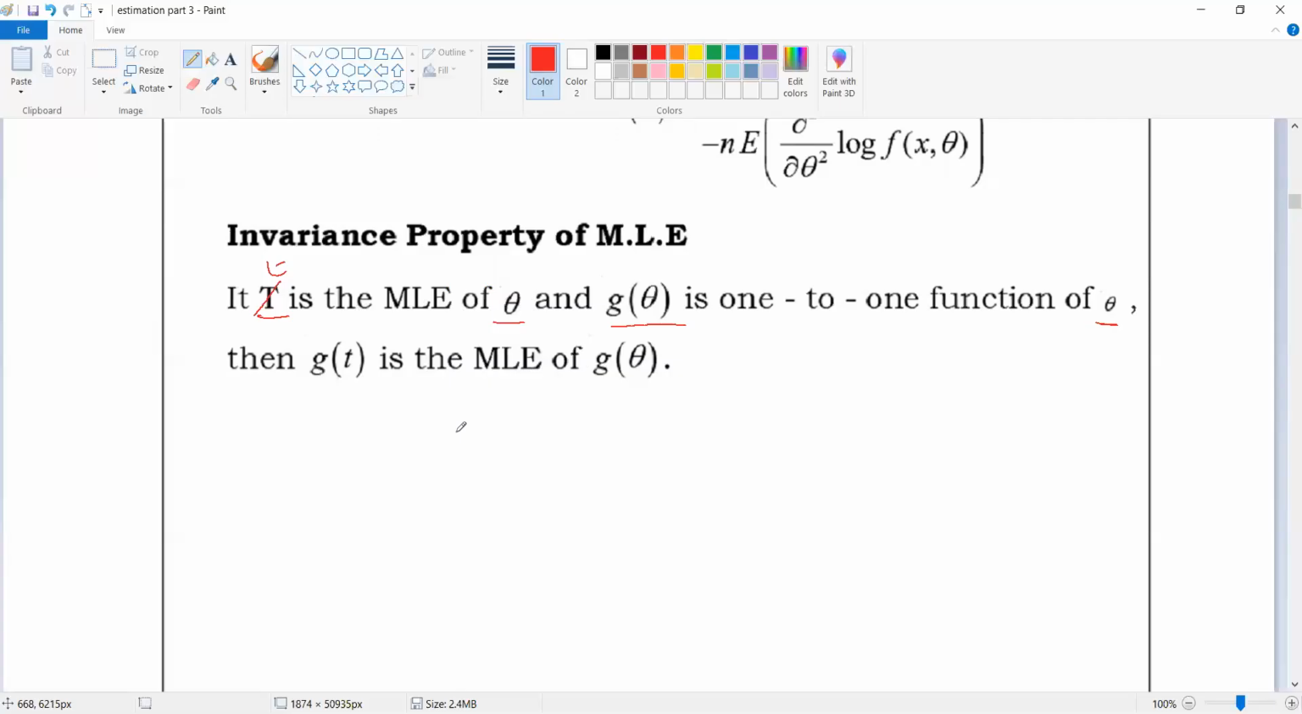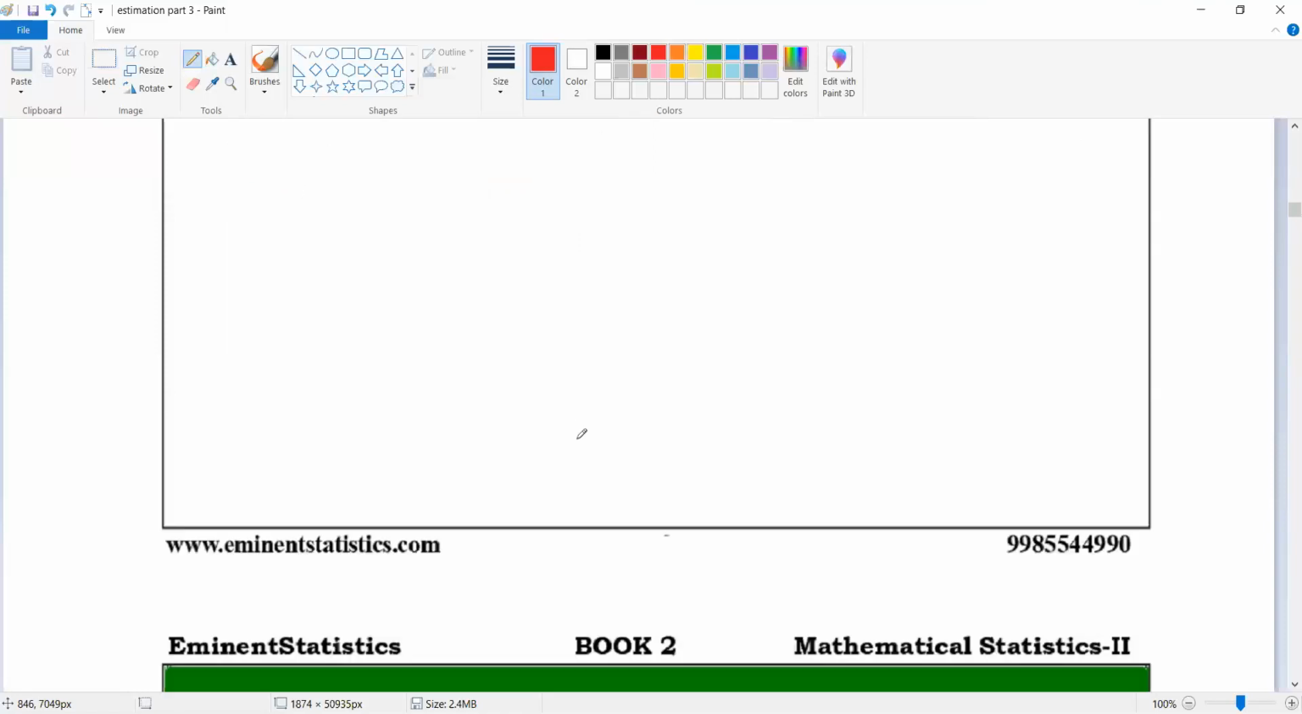Using this invariance property, we can solve as many problems. This is a very, very powerful property. Remember all students, this is a very, very important one. From the examination point of view, we have to apply these techniques, and easily we can write the results. So the definition, regularity conditions, properties, and one more important property, the invariance property, have been explained. Now I am going to take some examples.